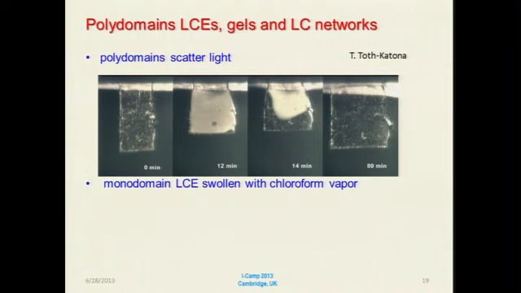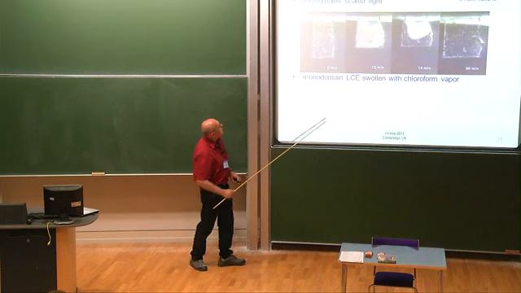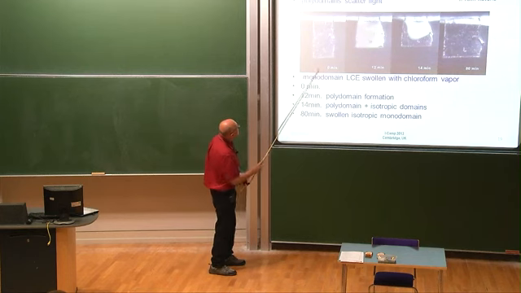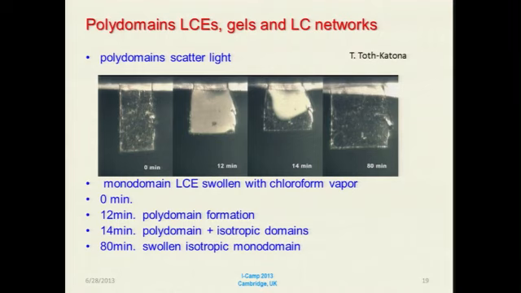And so this is kind of an amusing little experiment of just taking a monodomain sample and swelling it, in this case, with chloroform vapor. So just put a container of chloroform into a chamber and see what happens. At first, nothing happens, but then the shape changes rather dramatically. You can see a contraction along this direction and a widening in the perpendicular direction. And the sample breaks up into polydomains and scatters light.